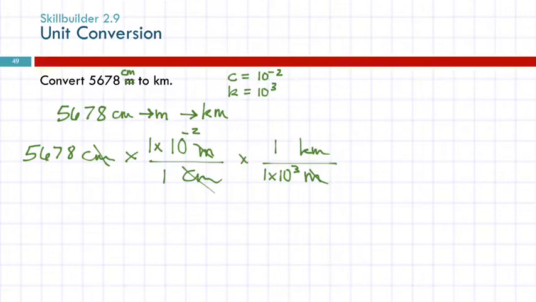Now, to do this on your calculator, you're going to have to use your exponential button, EXP or EE. So do this with me. So I've got 5, 6, 7, 8.